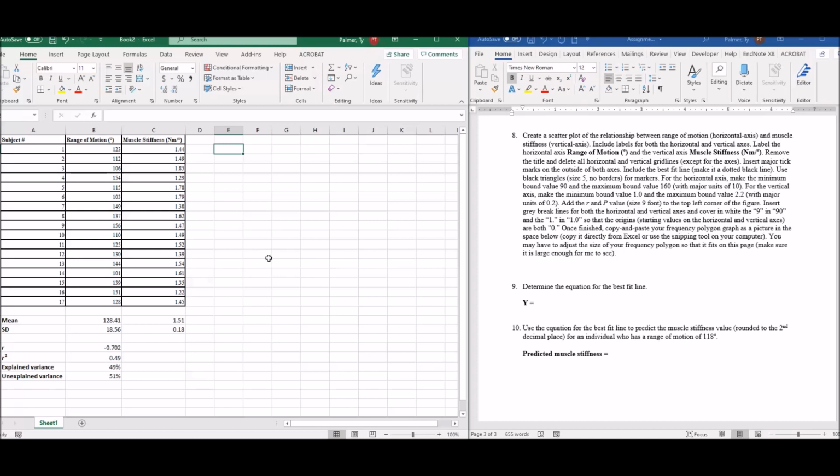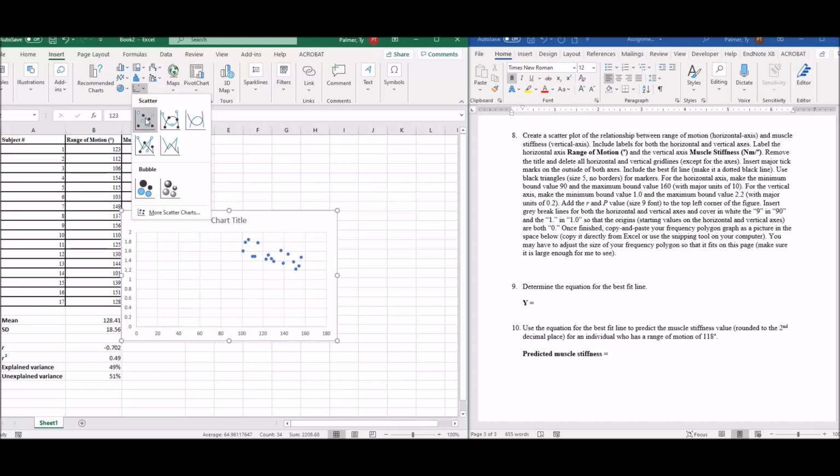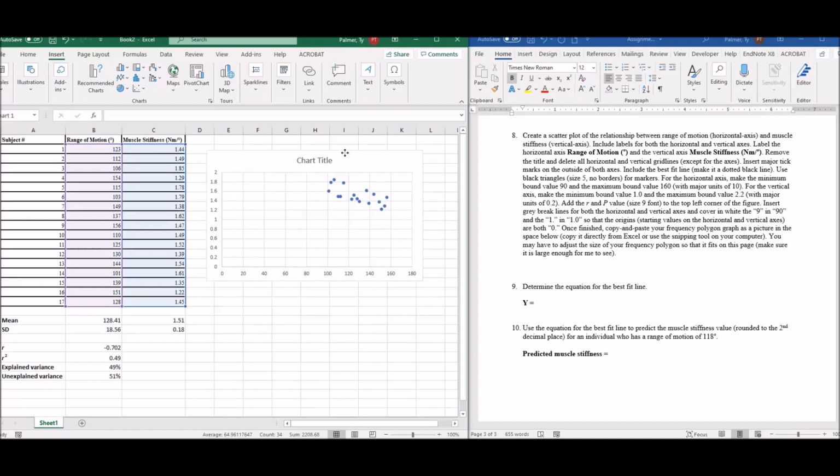In order to do that, it's fairly simple. Just click on an empty cell like I've done here, up here in column E. And then what you do next is you're going to highlight the data. You don't have to highlight the labels, just highlight the data points for both variables, all the data points for range of motion and stiffness. Go to Insert, go to Chart, go down here to Scatter, Insert Scatter, and then it's going to be this first answer choice, Scatter. That's the one that you're going to select, and then voila, we've created a scatter plot.